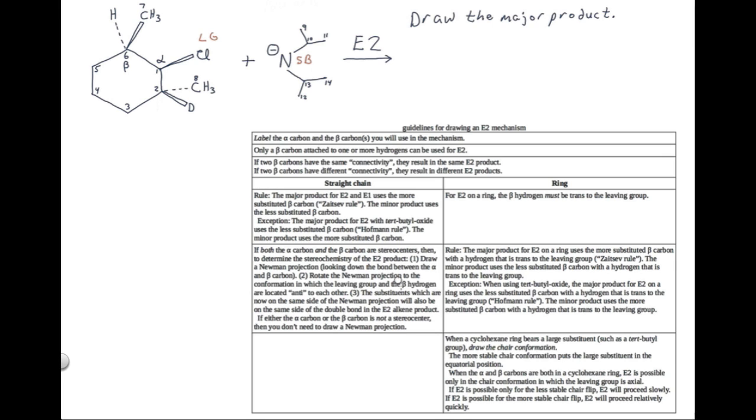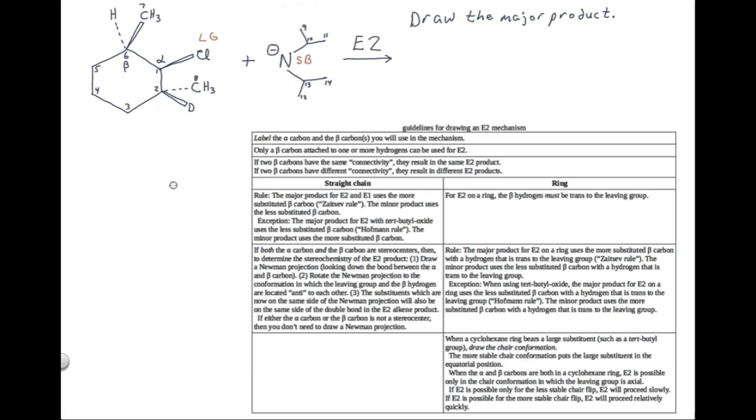Now, how can you tell whether you need to draw the chair or not? Well, it does come down somewhat to judgment. Notice that you usually need the chair conformation when there's a large substituent, such as a tert-butyl group. None of the substituents here are especially large. There's no tert-butyl groups. The only substituents are the relatively small methyl groups. That's one clue that we probably don't need to draw the chair conformation in this case.